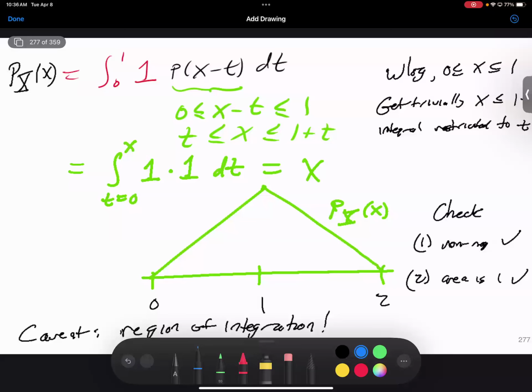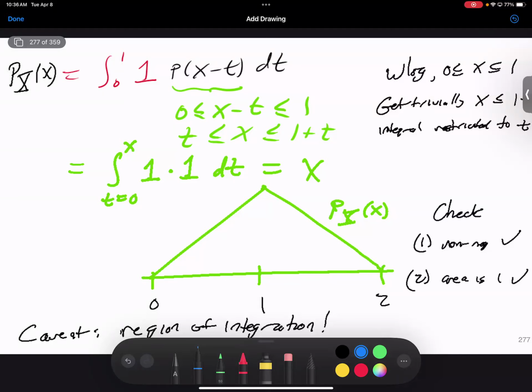So let's start looking. We had the integral from 0 to 1 of 1 times p of x minus t. This is just a clear copy and paste from an earlier slide. We know x minus t has to be between 0 and 1. So x is greater than or equal to t, and less than or equal to 1 plus t. You give me a value of x, and that's going to impact what t is.